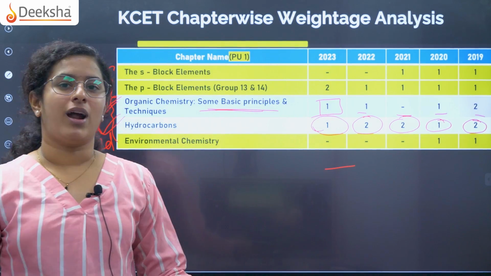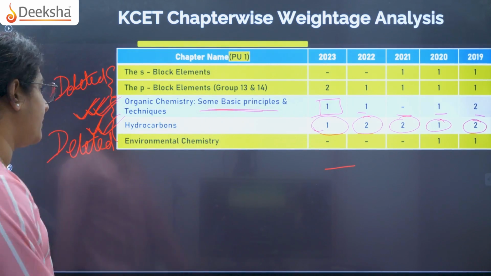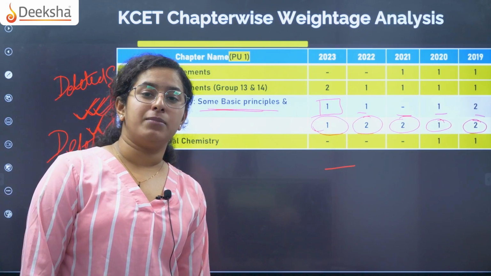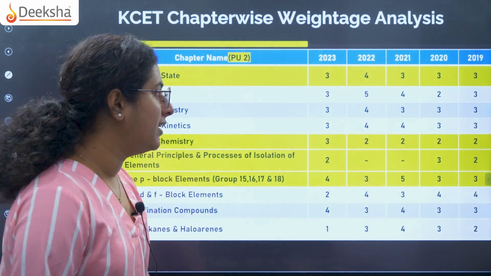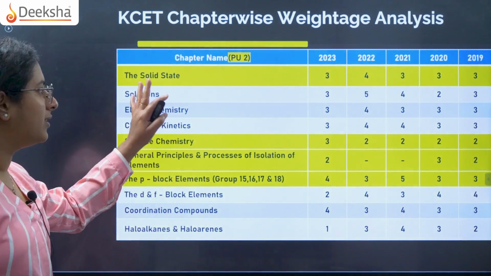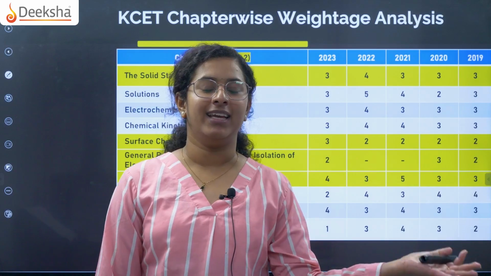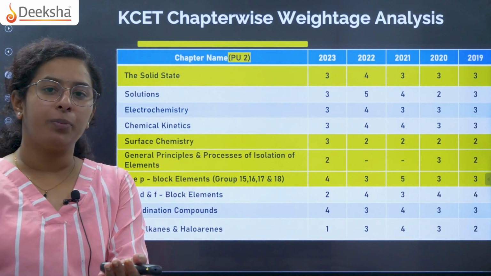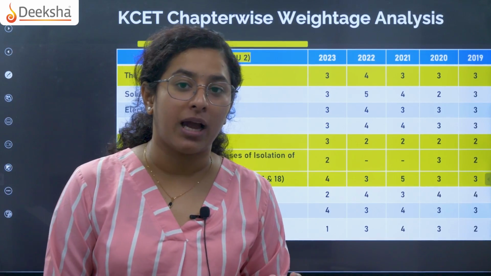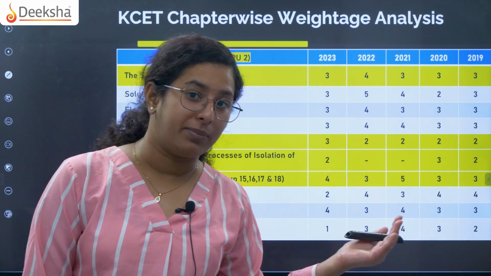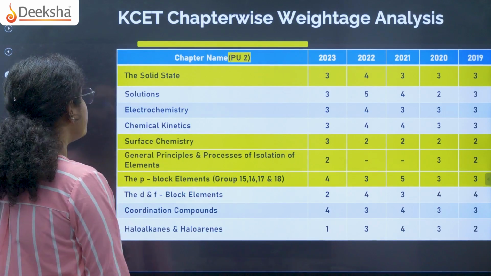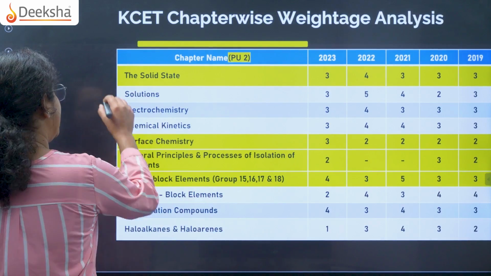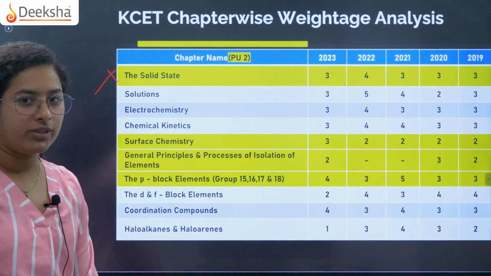consecutive years you can't see any question from this particular chapter. When it comes to your second PU chapters, just look at the count, 3, 4, 5, which means you have to prioritize second PU chapters over your first PU chapters. When it comes to your first chapter, it's already deleted, so don't go for that.